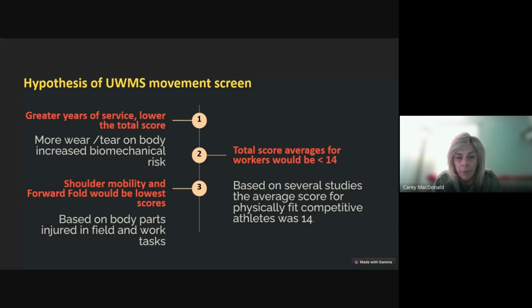There's some debate on that for those of you that have followed through the FMS, but that was kind of like a cutoff score. So we went with that knowledge that we had from the other studies. And we thought, as far as body parts, that the shoulder mobility and the forward fold would be the lowest scores. So forward fold is just basically a forward bend. So touch your hands to the floor. Because we had a lot of lower back injuries, we thought that would be a good example for us to find that. So we thought those 2, based on their field tasks and what we saw for injuries, were going to be the 2 highest or the lowest scores across all scores.